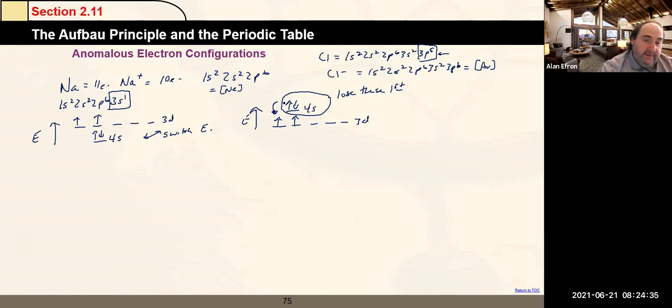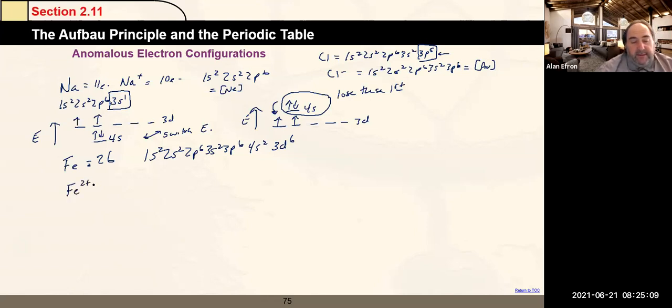Now, if we look at something, for example, like iron, which is 26, and if we did just its configuration: 1s2, 2s2, 2p6, 3s2, 3p6, 4s2, and iron there, 2, 4, 6, I believe, 3d6. So when iron loses an electron or 2 and becomes iron 2+, it now has 24 electrons.